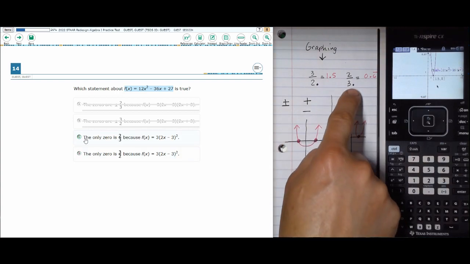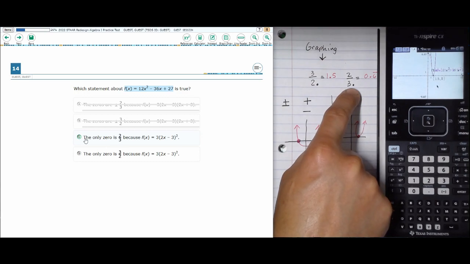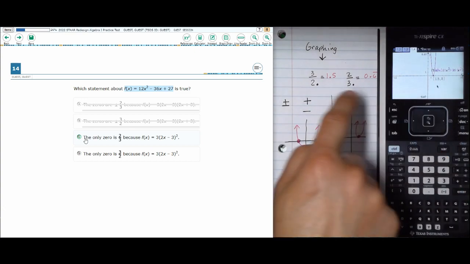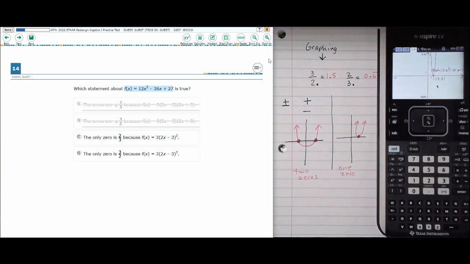But we had to go back and look and see, was our 0 2 over 3 or was it 3 over 2? And in this case, it was 1.5, which means it was 3 over 2. So really tricky question. That is wrong. The only correct answer is D.